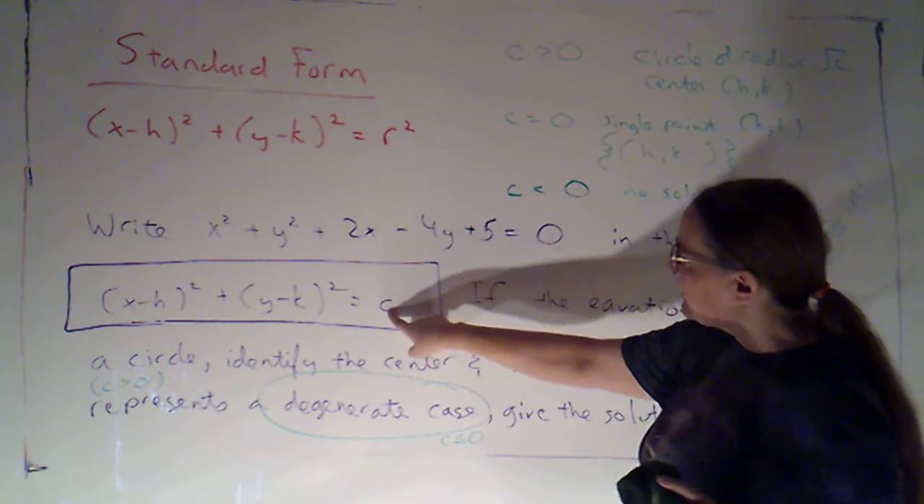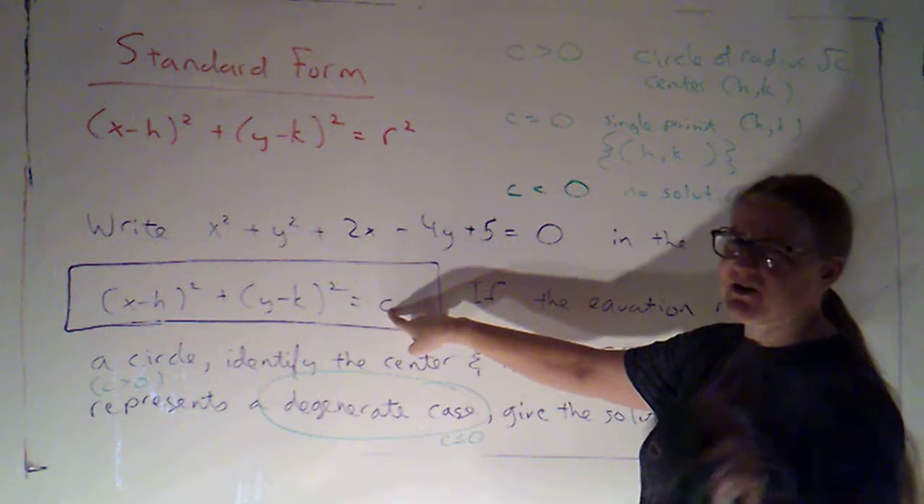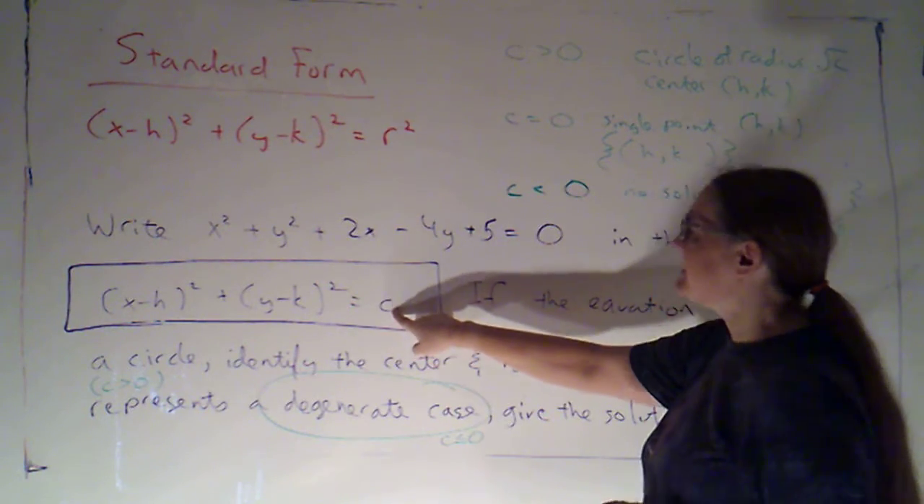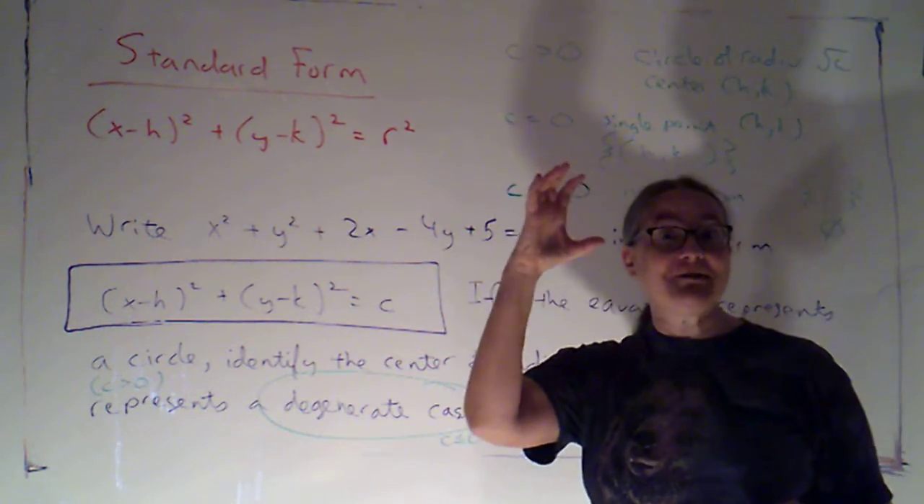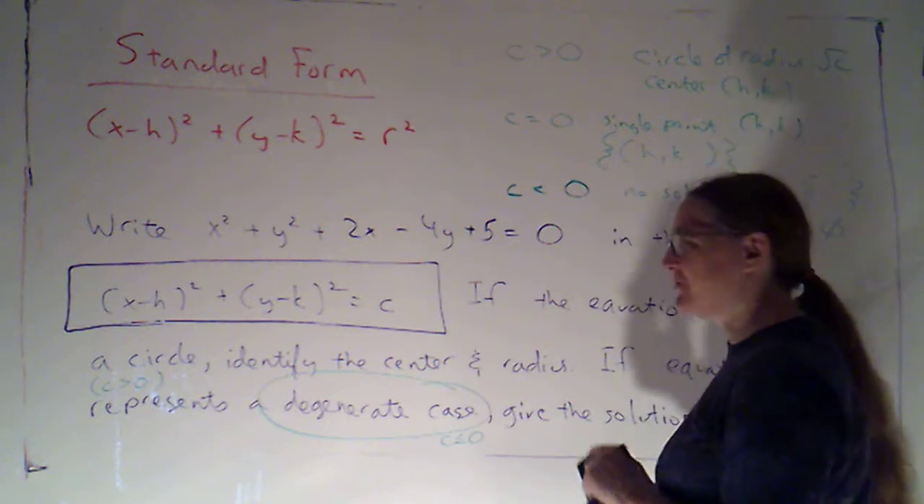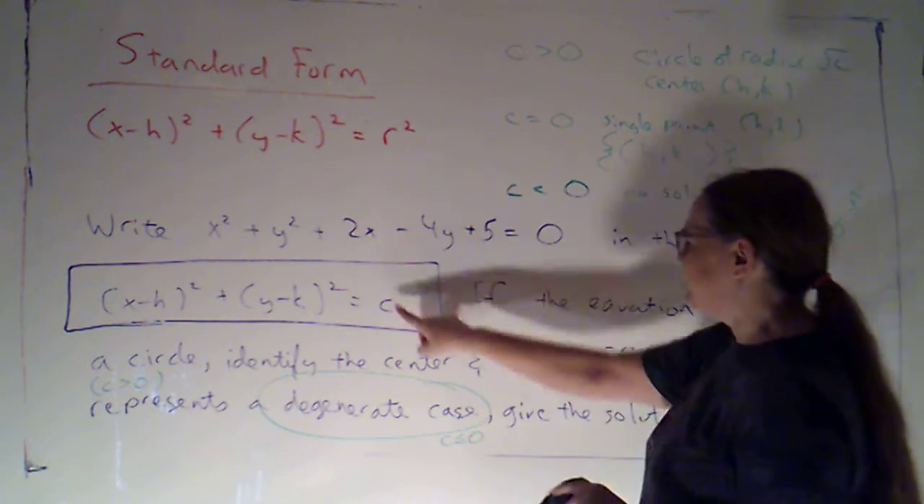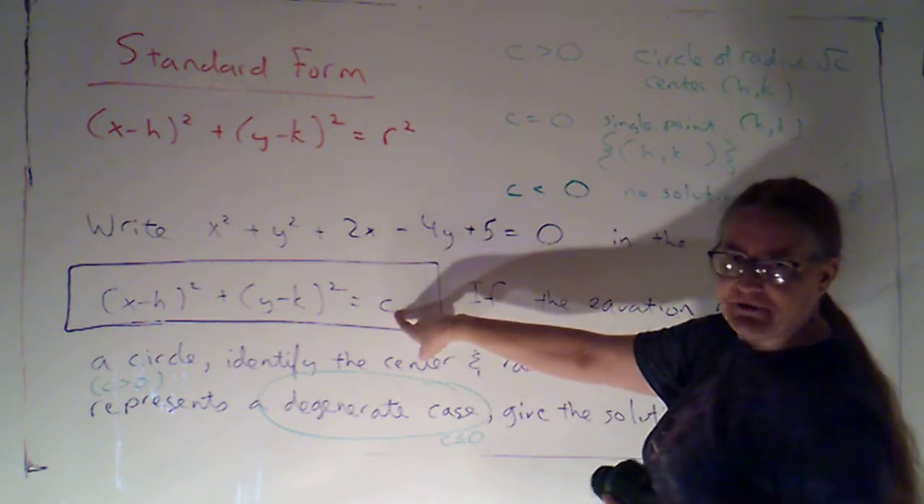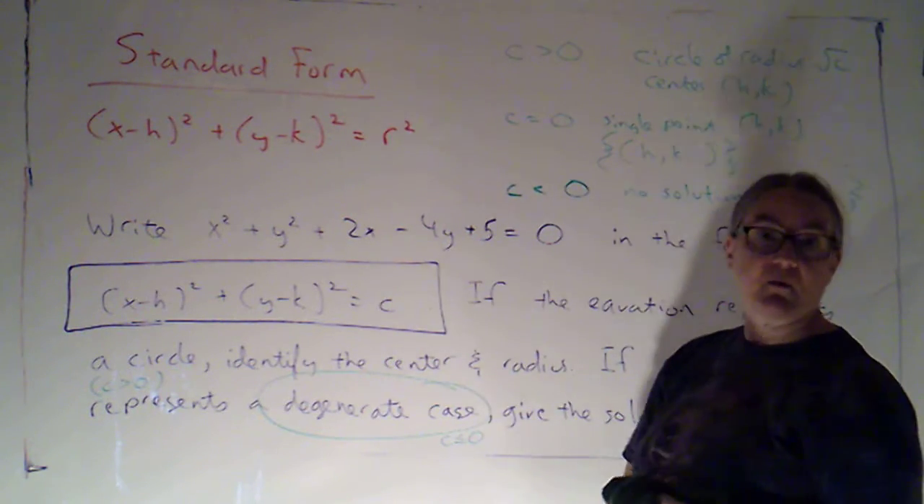I do want to point out this is a lowercase c. I'm not crazy about this choice because in standard form they had a capital C for the constant that showed up in standard form for a circle. Well, this is not the same as that capital C. This is just what we get when we complete the square.